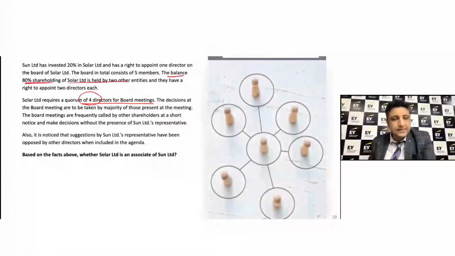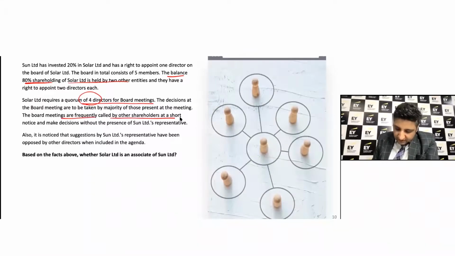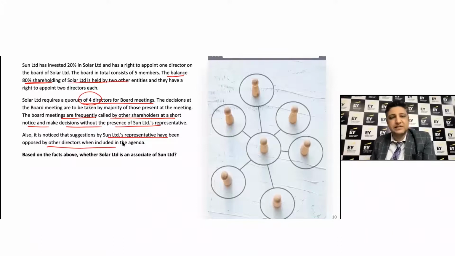All right, and then you're looking at it that the other shareholders are doing those meetings at a short notice, and they are making those decisions without the presence of the representation from Sun Limited also. Further, the minutes suggest that even if Sun Limited's representative is recommending something, that is simply being ignored, or being opposed by the other directors, right?